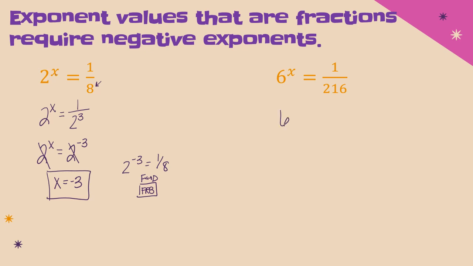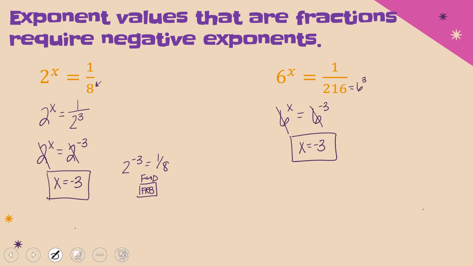Let's try another one. My base here is 6. So I'm going to go to that 6 column and look for 216, which I know is 6 to the third. But because I want to get rid of the fraction, I'm going to rewrite this as 6 to the negative third. My bases will cancel, and I know that x is equal to negative 3. Is it starting to click for you? Setting up your equations, getting the bases to be the same, and then solving for your variable.